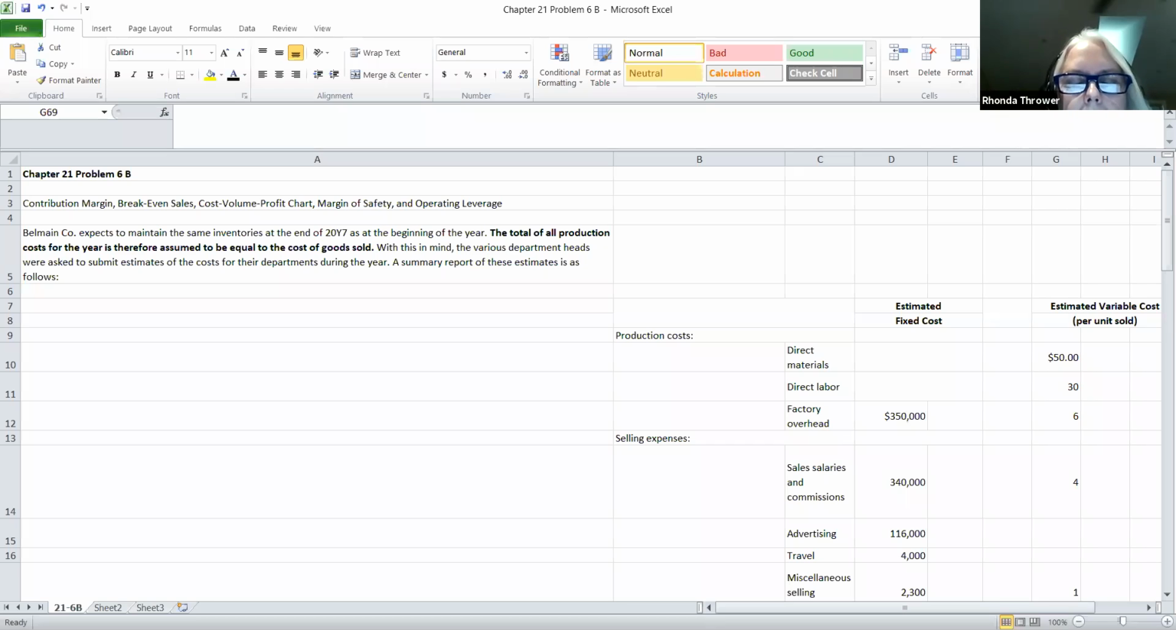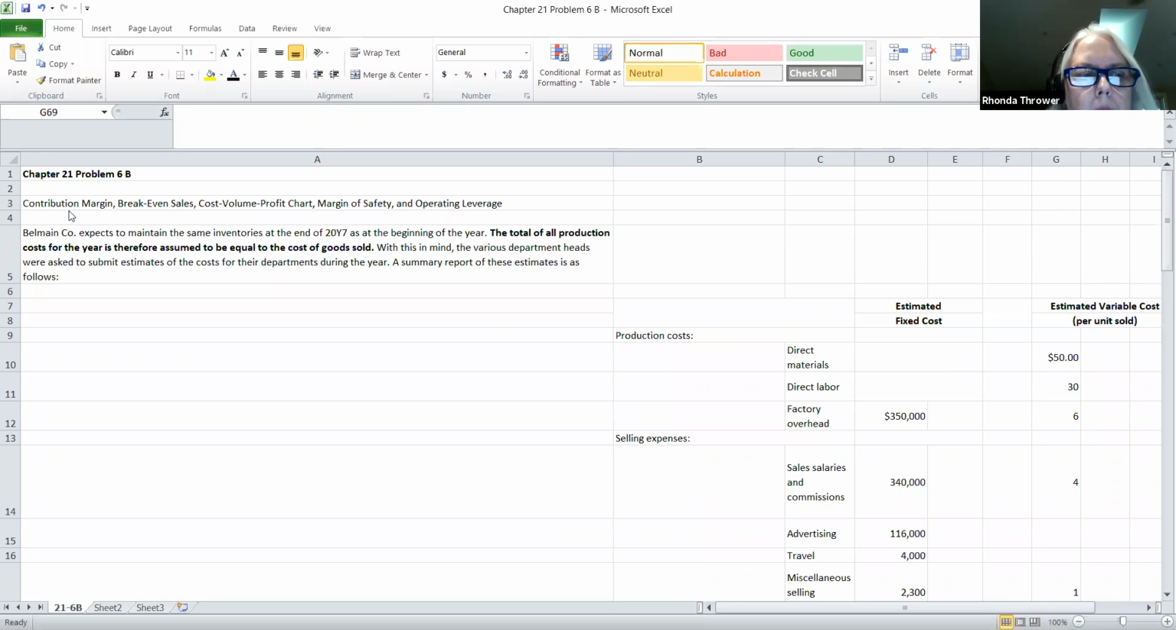Today we're going to be looking at Chapter 21, Problem 6B. I've created an Excel spreadsheet for this problem, and what I did is I just copied the problem from Cengage so that I can show you how to work out the calculations for this problem.